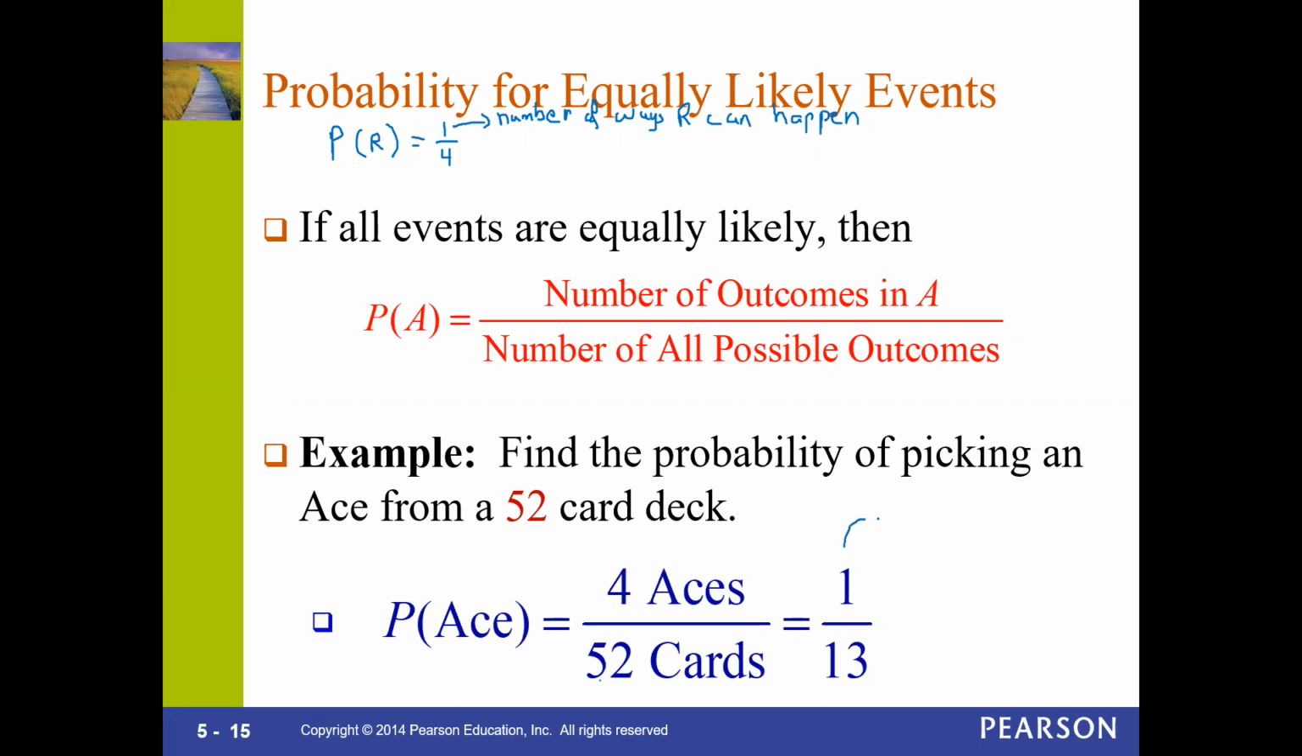Here we express the probability in terms of a fraction. Sometimes it can be expressed as fractions, it can be decimals, or it can be a percentage. Okay, so now this is what we have.